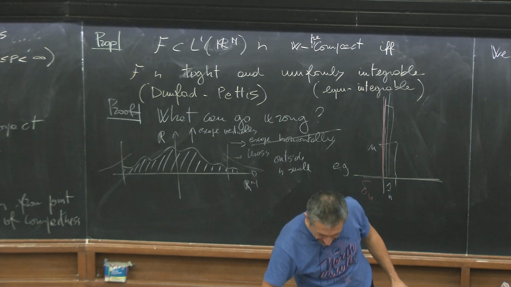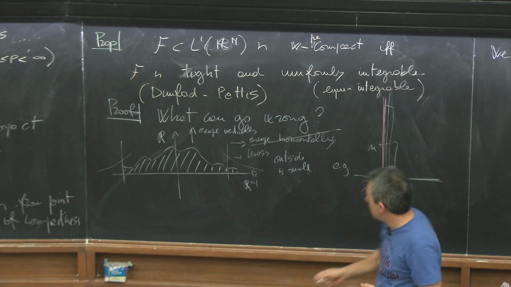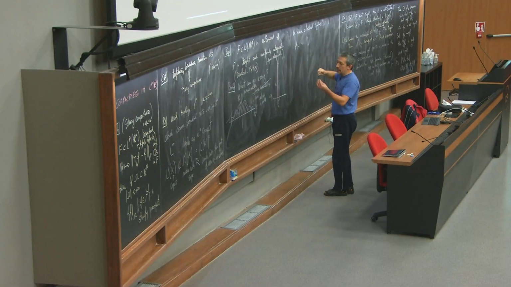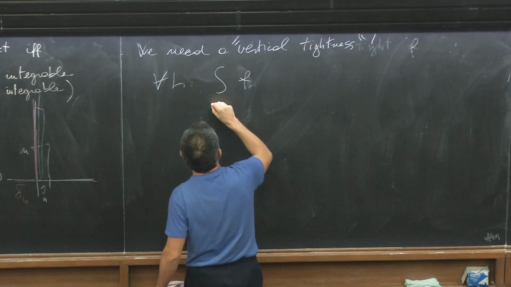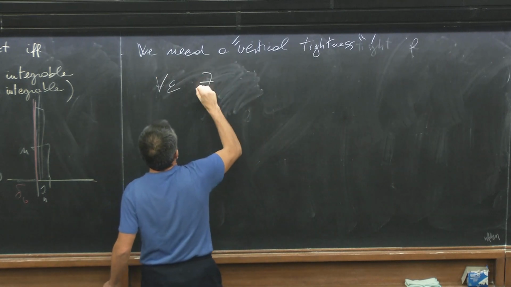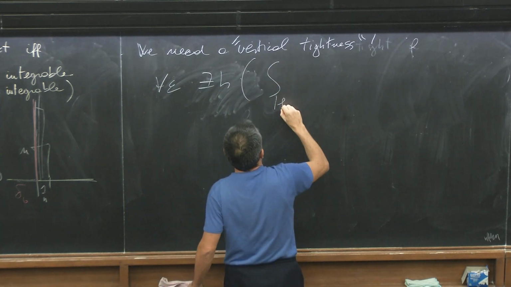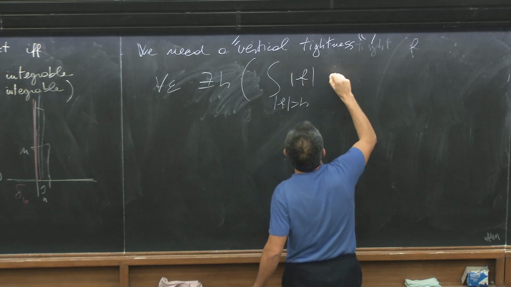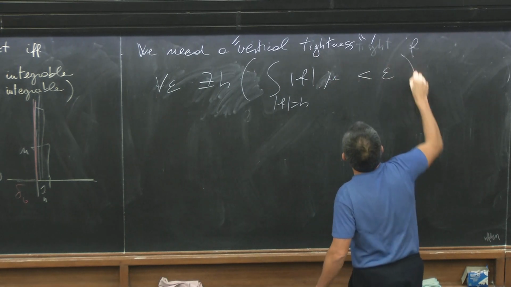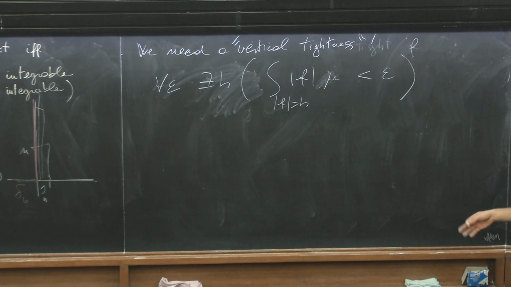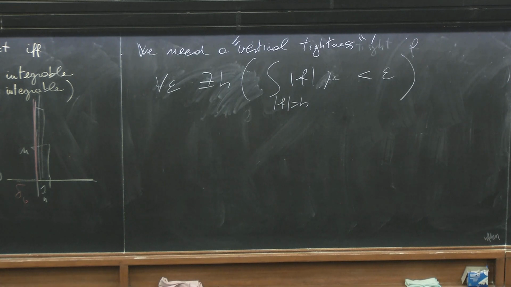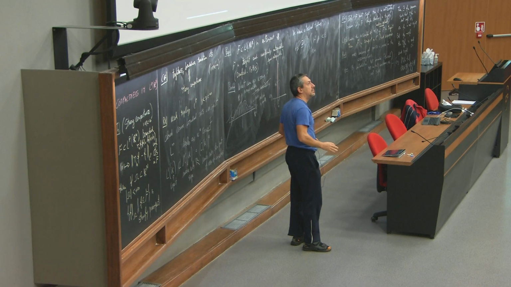So I can state it this way. For all epsilon, there exists h such that the integral over f larger than h of the modulus of f, with respect to the measure, is less than epsilon. This is exactly the way to say that when I just look at the mass where f is very high, uniformly, it is small. Okay?